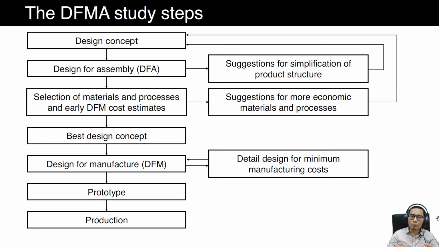After that, you will continue on developing the prototype of it. There are several rapid processes that you can use in developing the prototype. You can also use, like, 3D printing to develop the prototype of the product. And then the last one goes to the production. So these are the steps of doing the DFMA study.